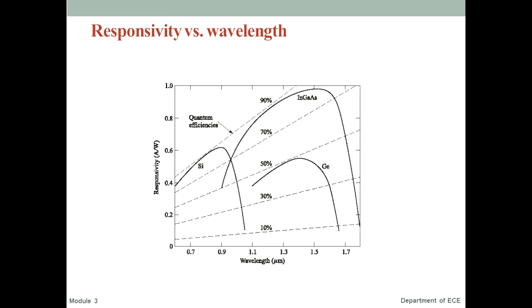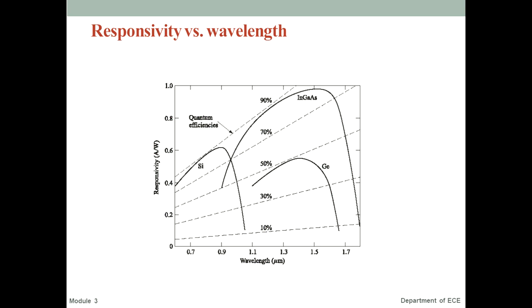And using this diagram we can show wavelength versus responsivity. We can see different materials used for making photodetectors, like germanium, silicon, indium gallium arsenide, etc. Indium gallium arsenide is the one preferred for applications which demand high sensitivity.